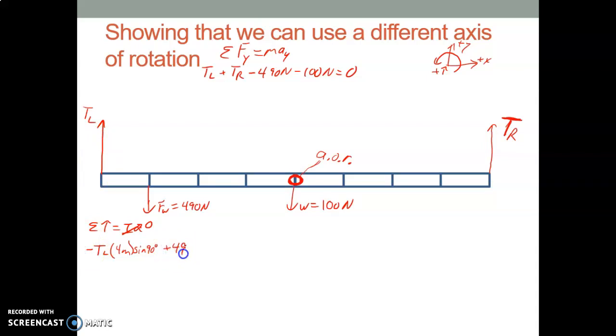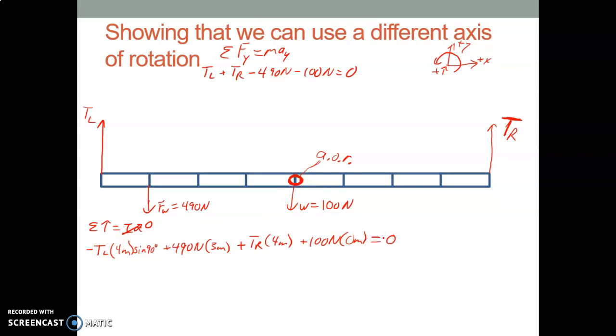And then we repeat that process for each force, 490 newtons times 3 meters, 1, 2, 3. That's a positive torque. T sub R also creates positive torque. It is 4 meters from the axis of rotation. And then if we want to, we could put in the weight here, 100 newtons. And how far is it from the axis of rotation? 0 meters. You don't have to write that there, but some people like to do that because then you're writing every single force into your torque equation. Some of them just don't create any torque because they're 0 meters away.